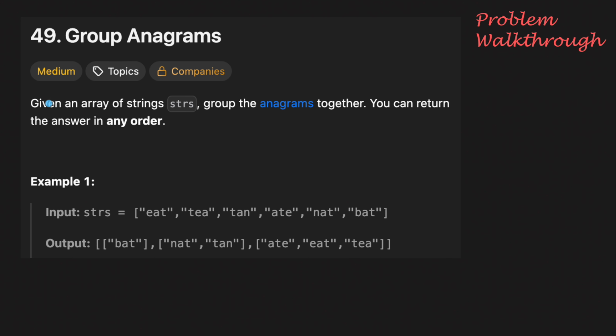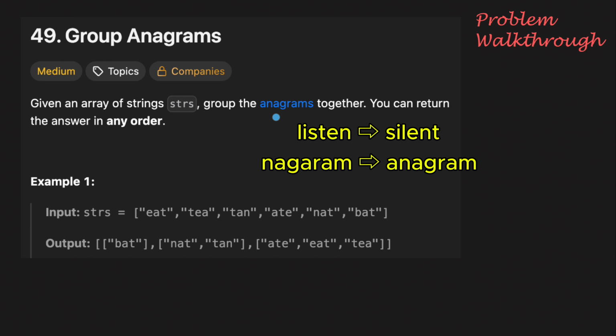Now to the problem. In this problem we are given an array of strings and we have to group the anagrams together and return the answer in any order. An anagram is a word or phrase formed by rearranging the letters of another. For example, listen is an anagram of silent, or Nagaram is an anagram of the word anagram itself.